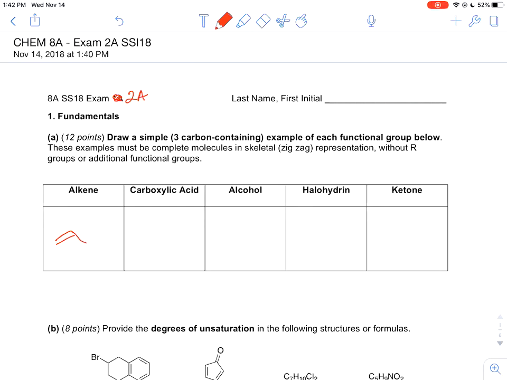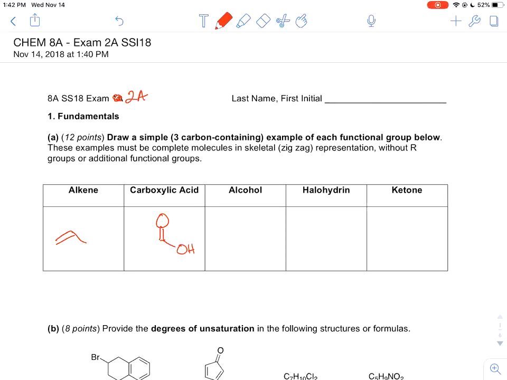A carboxylic acid has to have a carbon-oxygen double bond. That carbon has to be bound to an oxygen, which is bound to a hydrogen. And since it needs to have 3 carbons, we go 1, 2, 3. And that's pretty much the only thing that you could come up with for a 3-carbon carboxylic acid.